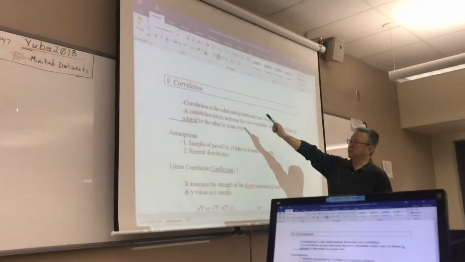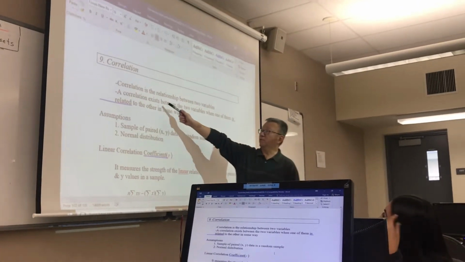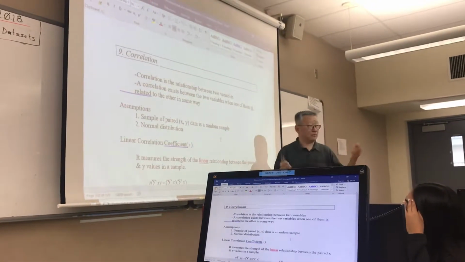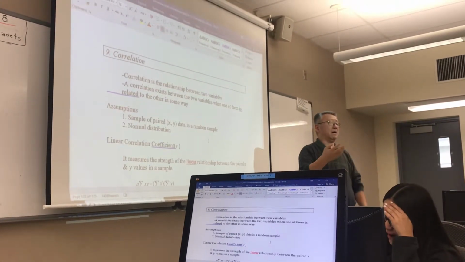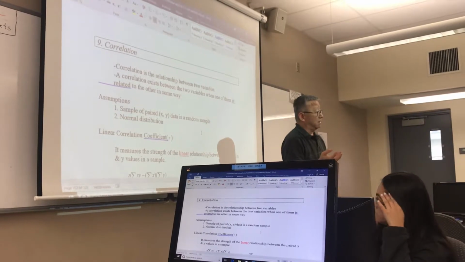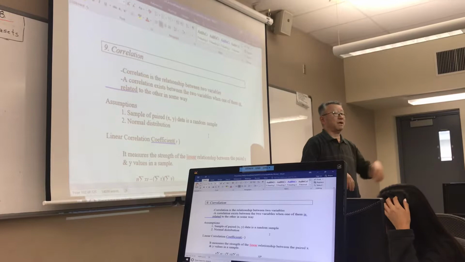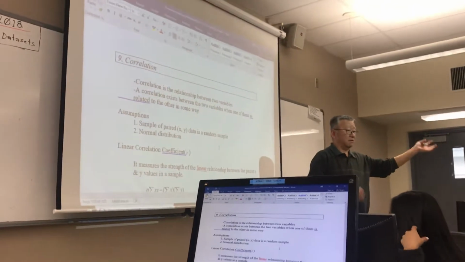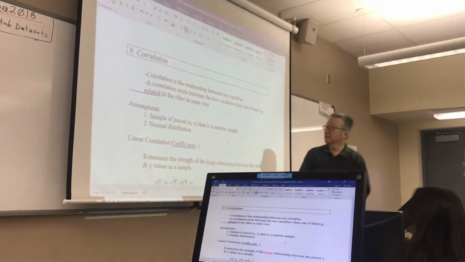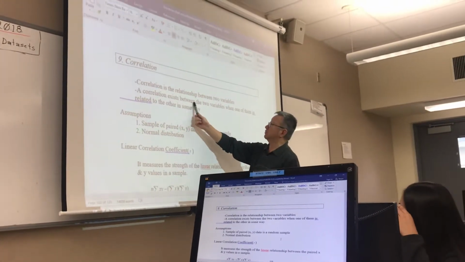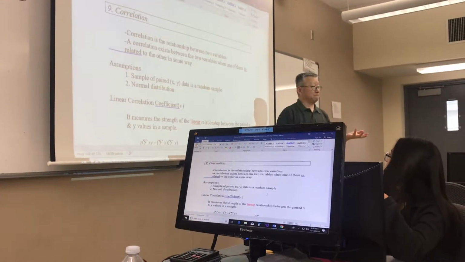Okay, so the correlation, listen up. The correlation is a relationship between two variables. So, for example, like I said, the number of hours that you are using a smartphone and the GPA, or your height against your mom's height. Those are the correlations we're talking about, two variables only, right? So the correlation exists between two variables when one of them is related to the other in some way.